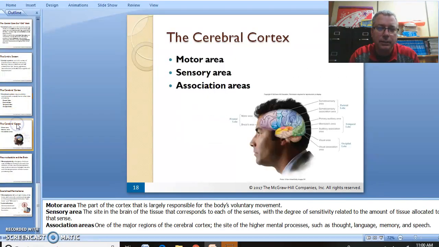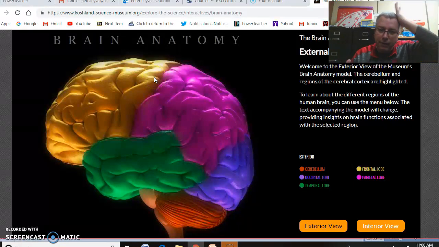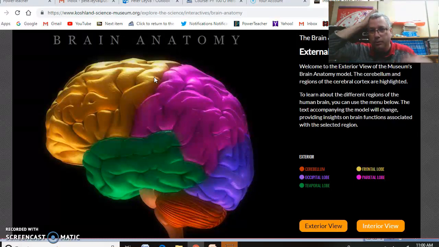Okay, so you have your motor areas. Your motor cortex is this little strip right here. It goes all the way down. This is where we're able to move our arms, move our legs, stuff like that. The left motor cortex controls the right side of your body. The right motor cortex controls the left side of the body. It crisscrosses.